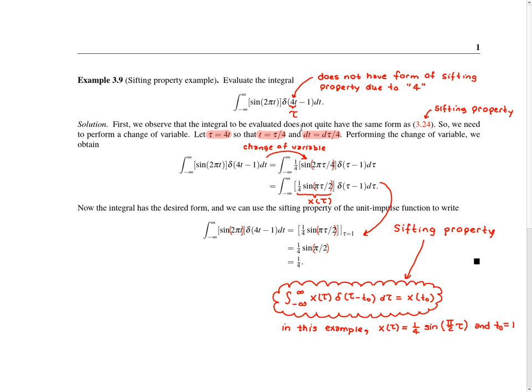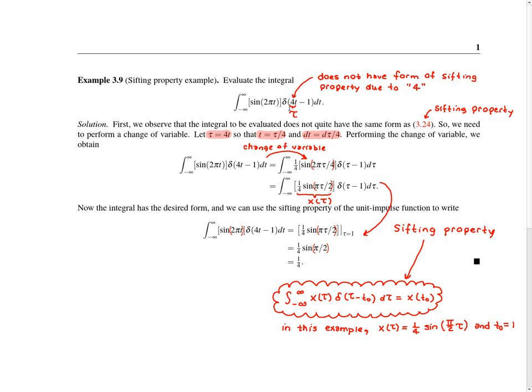If we look at the integral that we're given here, because of the constant 4 that appears here, there's actually a time scaling operation being applied to the delta function in addition to the time shift that's associated with this constant 1. So because of this, we can't directly apply the sifting property because the integral that we're dealing with here doesn't quite match the form of the sifting property integral. But we can fix this problem relatively easily by using a change of variable.